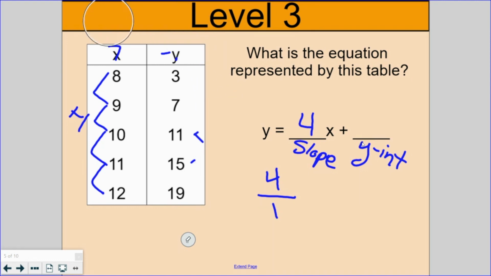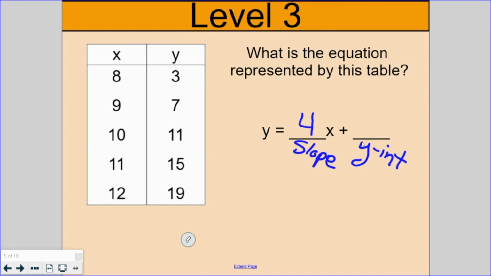Let me clean this up. Another way that we can figure out what the y-intercept is, we can pick any point on this graph or this table. Let's pick the point where x is 10 and y is 11. And we're going to plug that into this equation here.